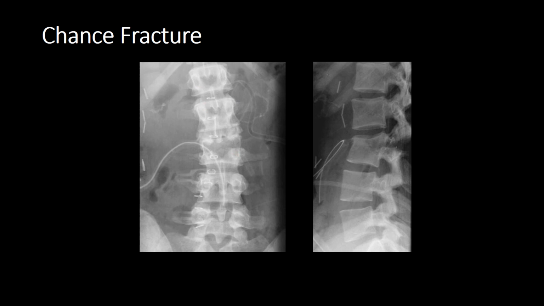We can immediately see that we've got widening of the interpedicular distance, so we know that the posterior elements must be involved. Now let's look at our spinous processes, and this is the key. So we have a spinous process here and we have a spinous process here, but there is no spinous process overlapping the vertebral body. This is called the empty vertebra sign.